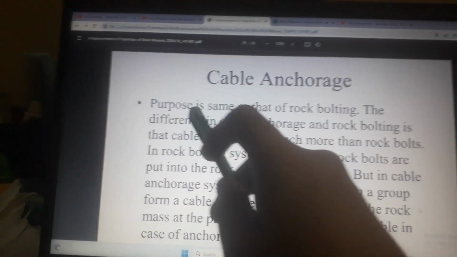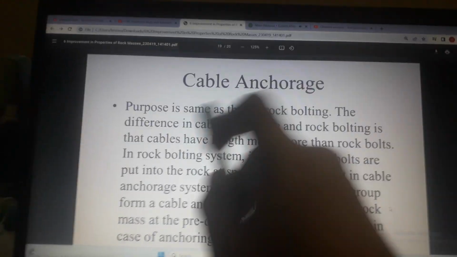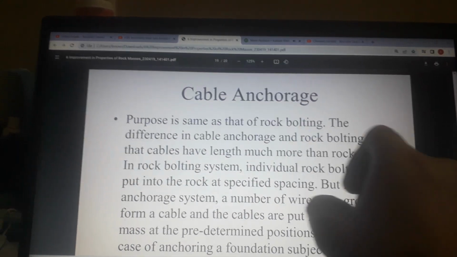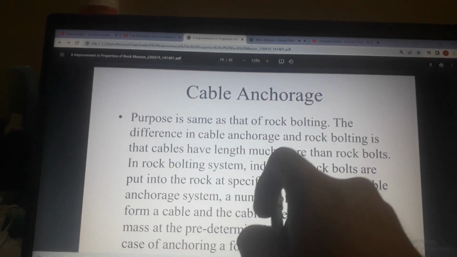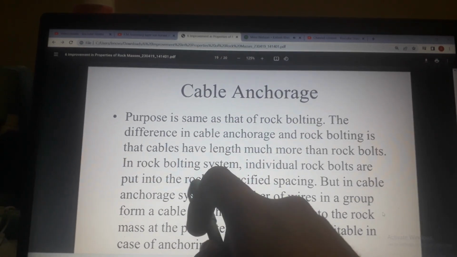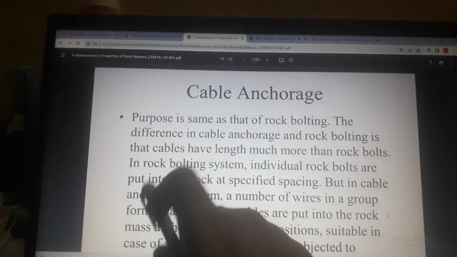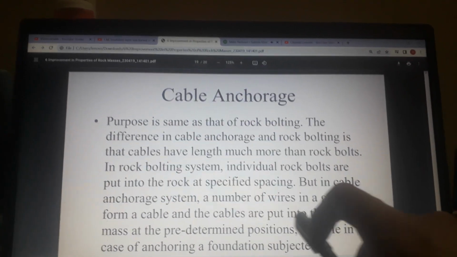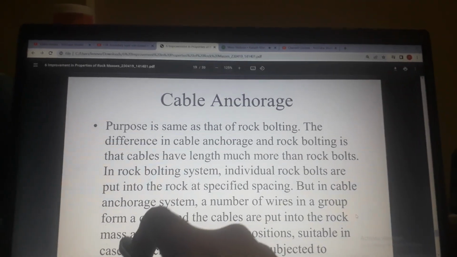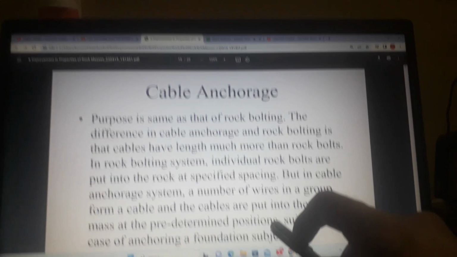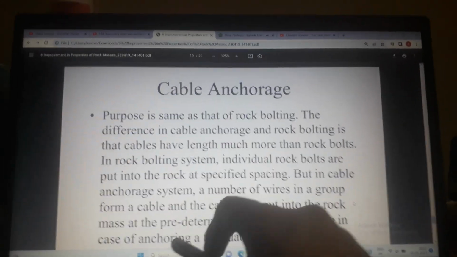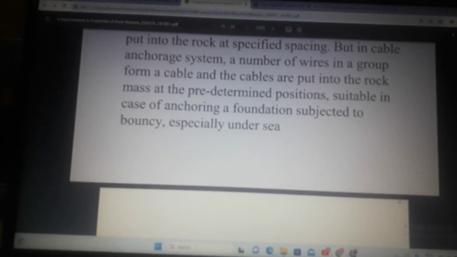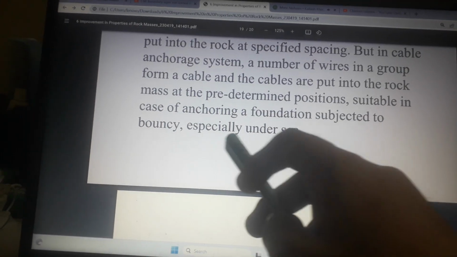Cable anchorage. The purpose is the same as that of rock bolting. The difference between cable anchorage and rock bolting is that cables have a length much more than rock bolts. In a rock bolting system, individual rock bolts are put into the rock at specified spacing, but in a cable anchorage system, a number of wires in a group form a cable and the cables are put into the rock mass at predetermined positions. It is suitable for anchoring a foundation subjected to buoyancy, especially under the sea.